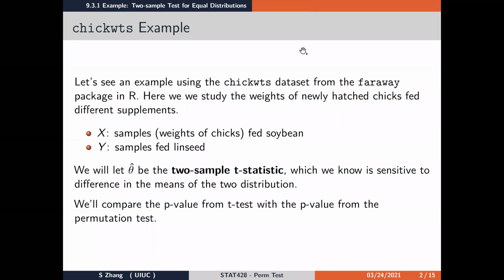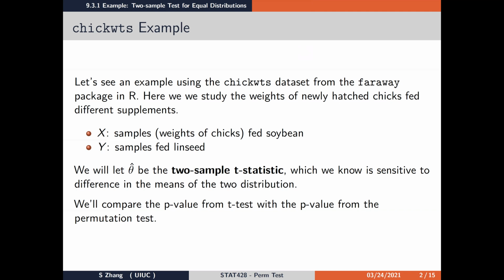Okay, so this example is going to use the chick weights data in R. So it's called chickwts. I believe wts stands for weights. So this data set is from the faraway package inside R. Here we will study the weights of newly hatched chicks fed different supplements. So we have two samples.